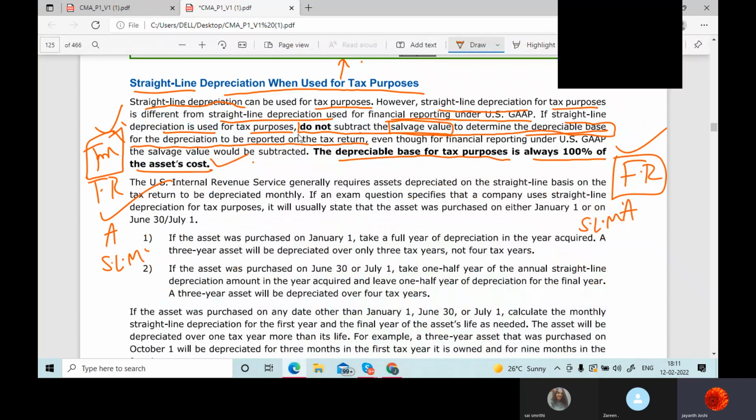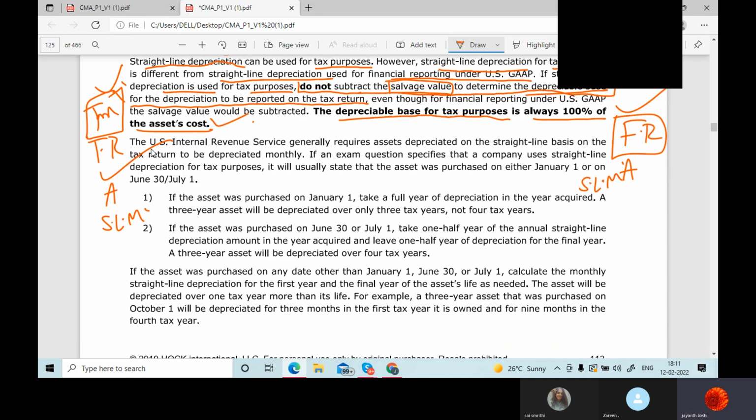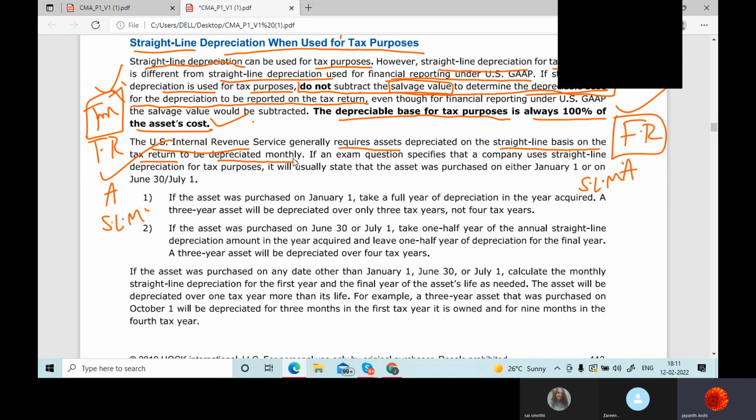So I was saying about the straight line method. When you use it for tax purposes, the depreciable base is always 100% of the asset's cost. Now, the US Internal Revenue Service generally requires assets depreciated on the straight line basis on the tax return to be depreciated monthly. So they want monthly depreciation here. That is what they generally require. Now don't worry about this. Let us move forward and see what the textbook says.